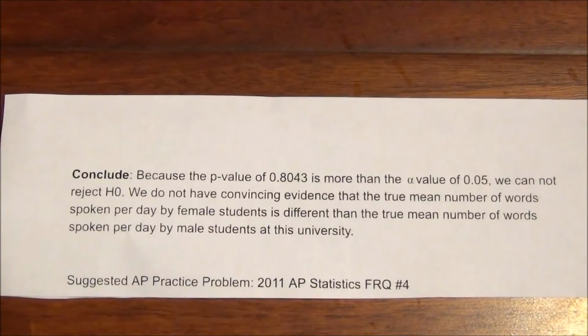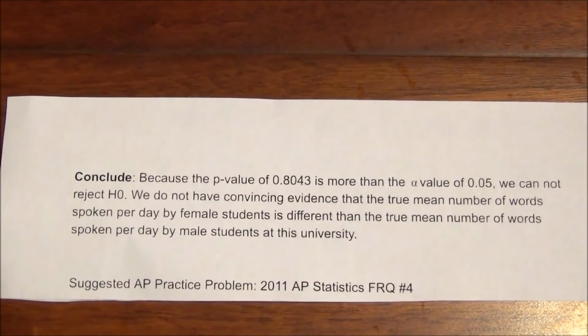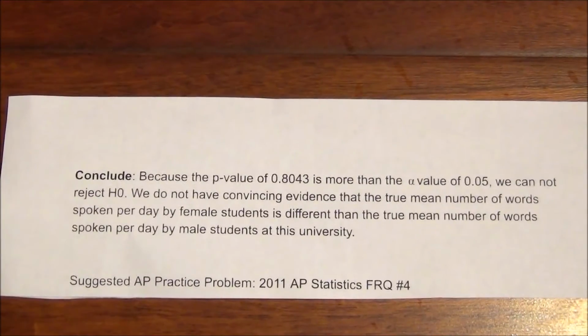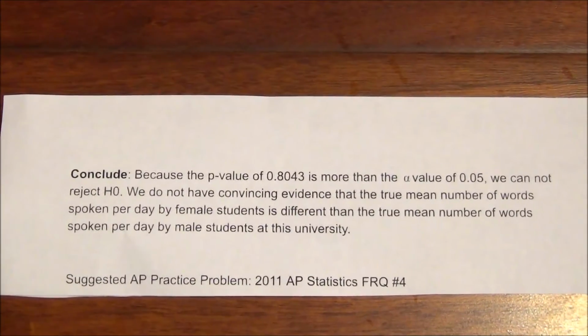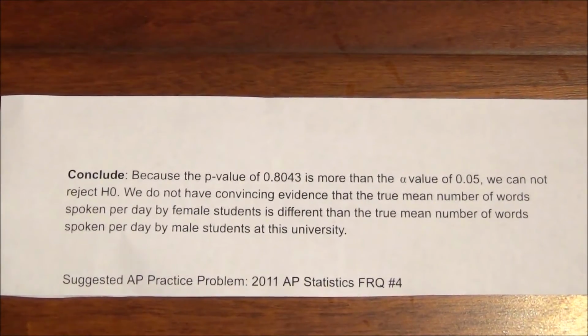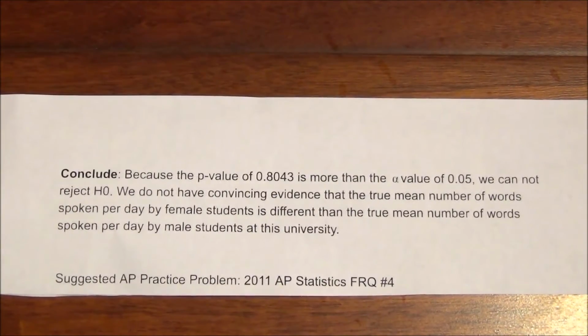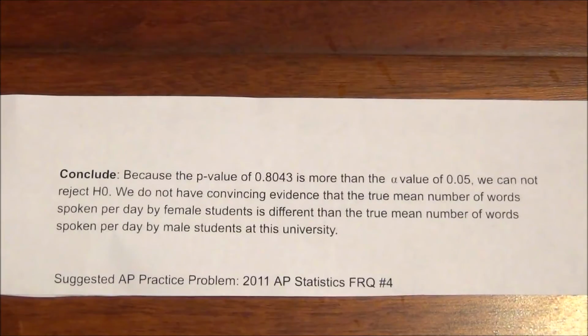The last step is to conclude. Here is where we determine if the p-value is significant or not. We reject H0 if the p-value is less than the level of significance, and conversely, fail to reject H0 if the p-value is greater. In this case, because the p-value of 0.8043 is more than the alpha value of 0.05, we cannot reject H0.